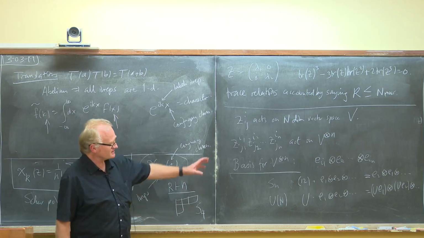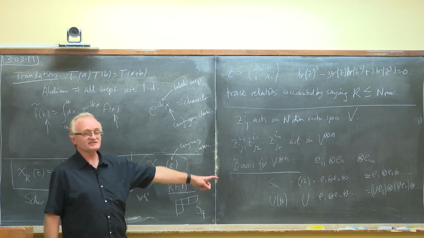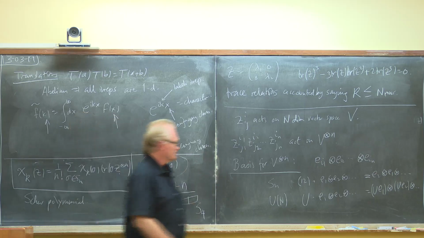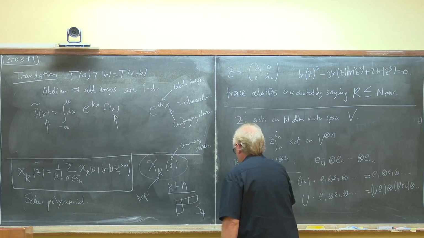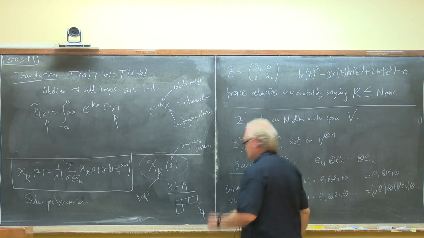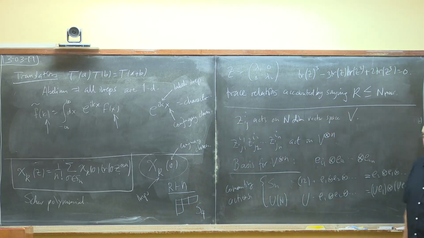So the point is, it's quite easy to see now these two actions commute. So these two define commuting actions. And so because of that, you can diagonalize them simultaneously.